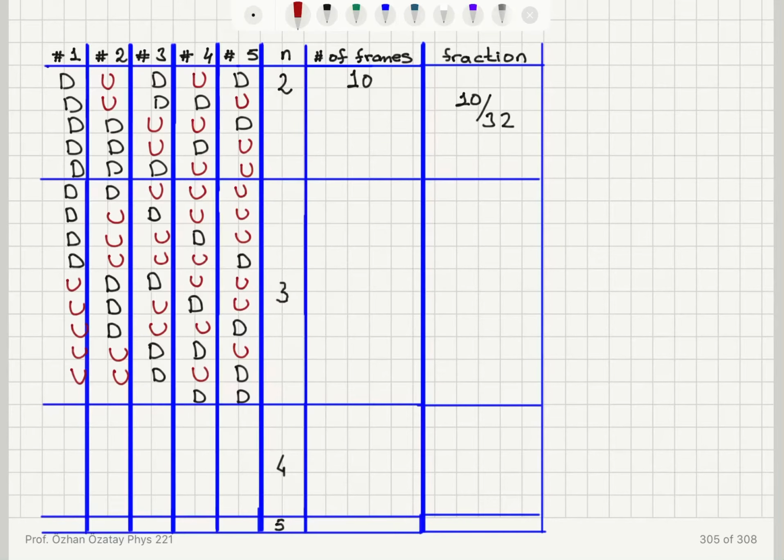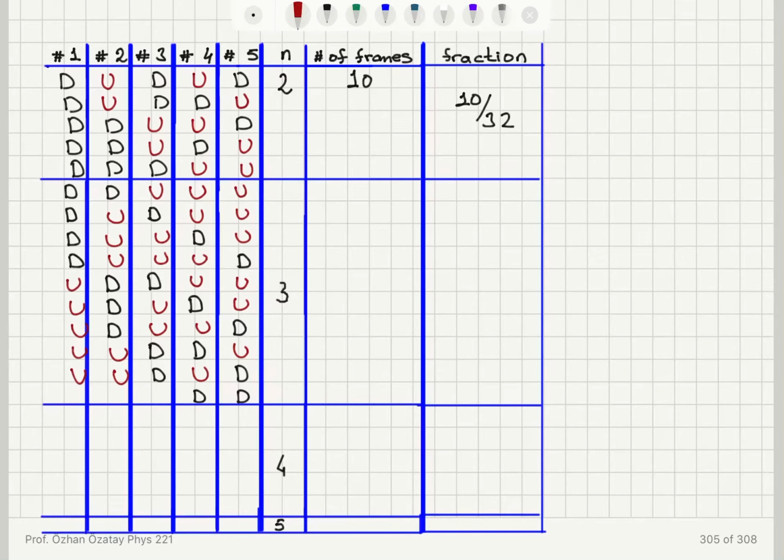So we will see that this scenario is similar to having n equals 1. So I have 5 possibilities here, 5 over 32 fraction, and n equals 5 means all of them are pointing up. There is only one configuration that gives me this result. So number of frames is 1, the fraction is 1 over 32.